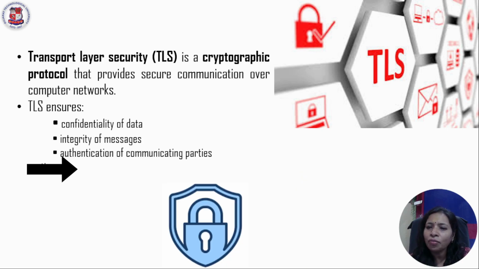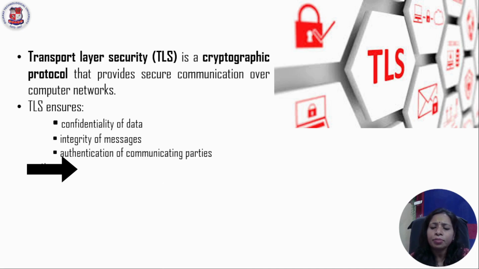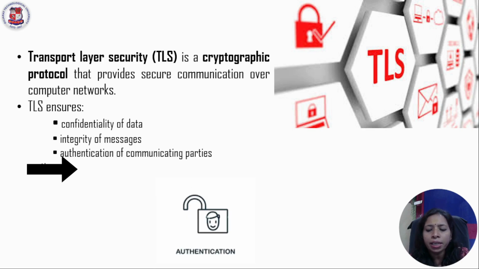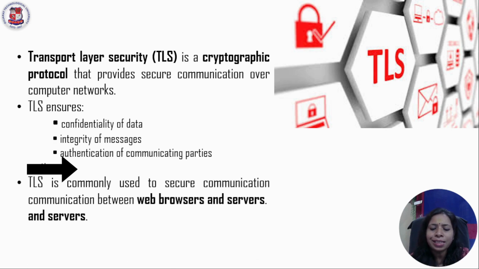First is confidentiality, which means the data is encrypted so that unauthorized users cannot read it. The second is integrity, which ensures that the data is not altered or tampered with during transmission. The third is authentication, which verifies the identity of the communicating parties. Because of these features, TLS has become the standard protocol for securing communication on the internet.